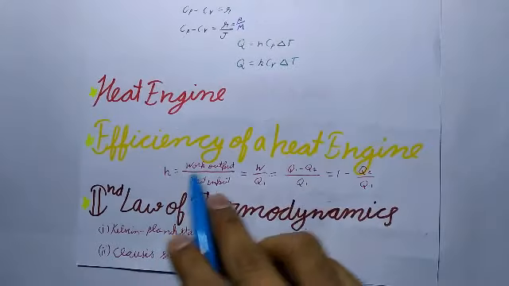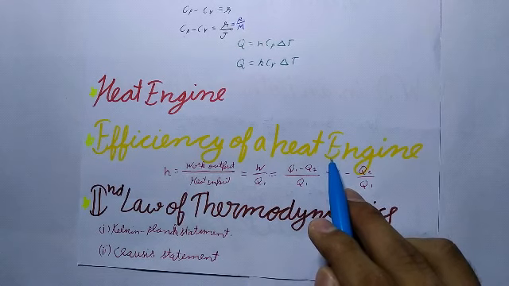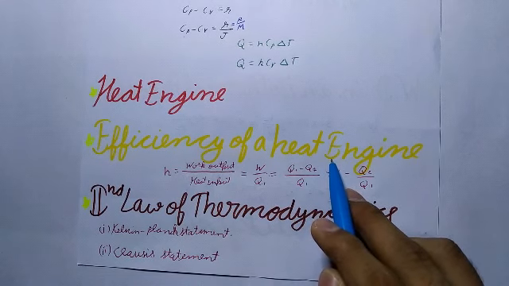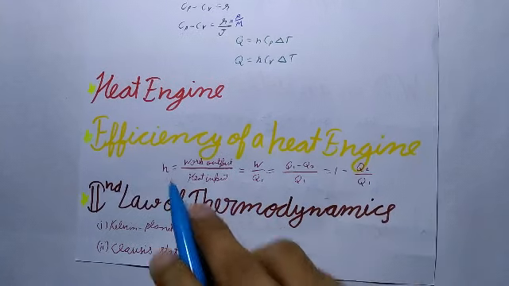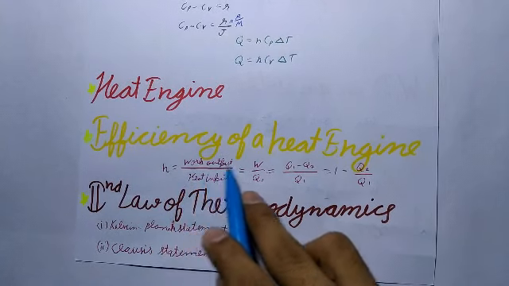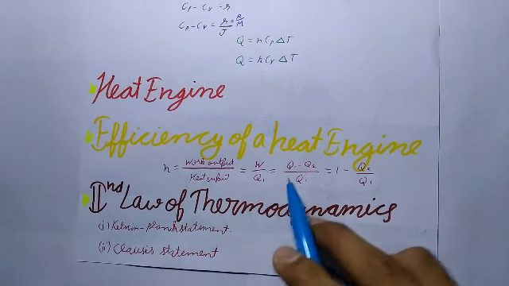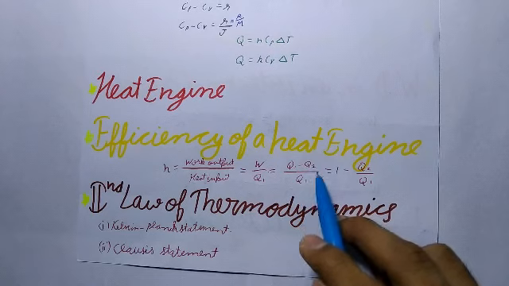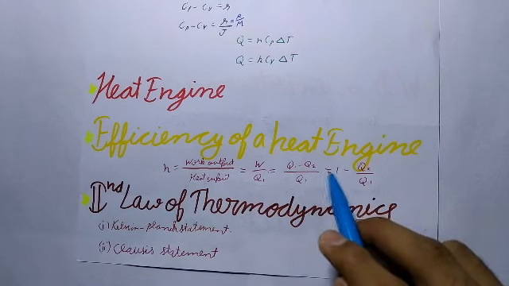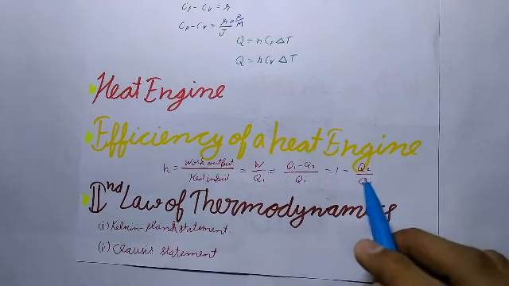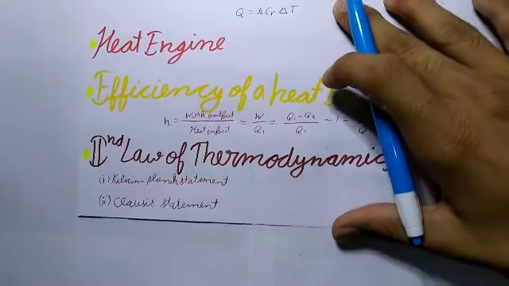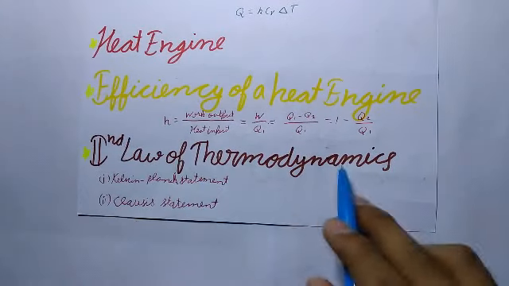Now, next is efficiency of a heat engine. It is the ratio of useful work done, capital W, by the engine per cycle to the heat energy Q1 absorbed from the source per cycle. So this eta will be equal to work output upon heat input, which is equal to W upon Q1, which is equal to Q1 minus Q2 upon Q1, and finally equal to 1 minus Q2 upon Q1.